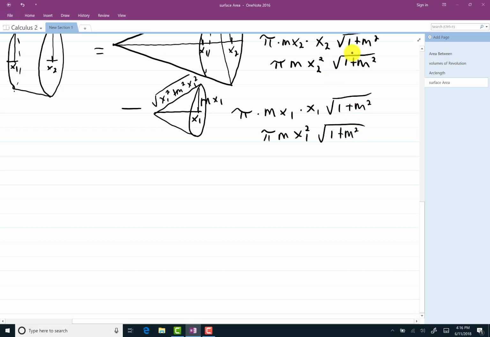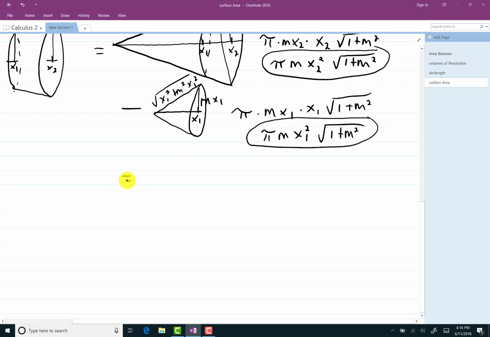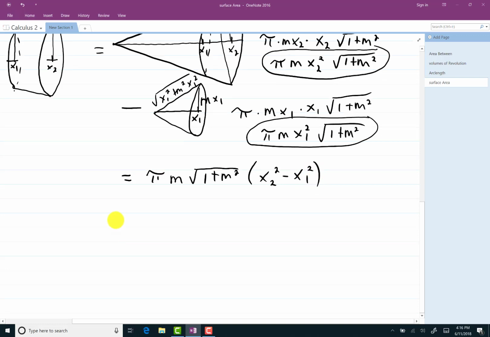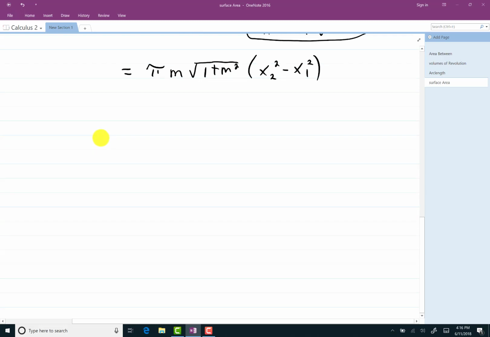Alright, so I have this quantity minus this quantity. And that gives me pi. What I'm going to do is factor out the things that are common. I have pi, an m, and a square root of 1 plus m squared, times x2 squared minus x1 squared. So that gives me the formula, or a formula, for the area of a frustum. So whatever x2 and x1 is, I can throw them in here.